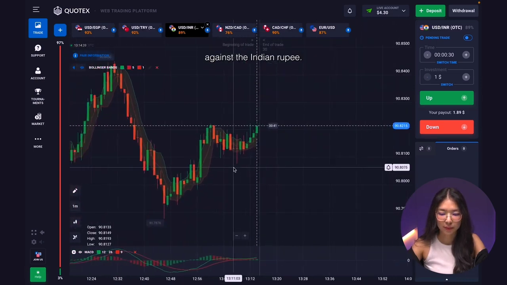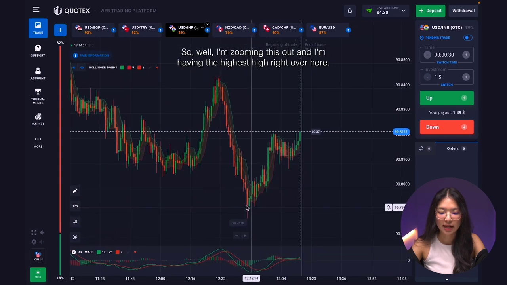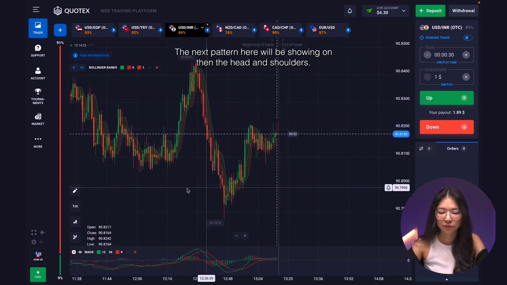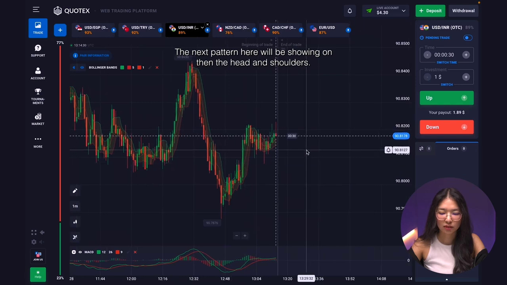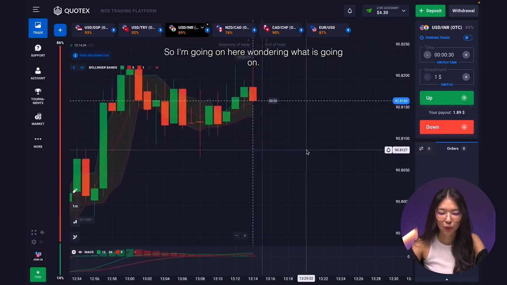Indian rupee. So well, I'm zooming this out and I'm having the highest high rate over here. The lowest has been happening here, so the next thing is just considering the pattern. The next pattern will be showing on the head and shoulders. And I'm going on wondering what is going on.